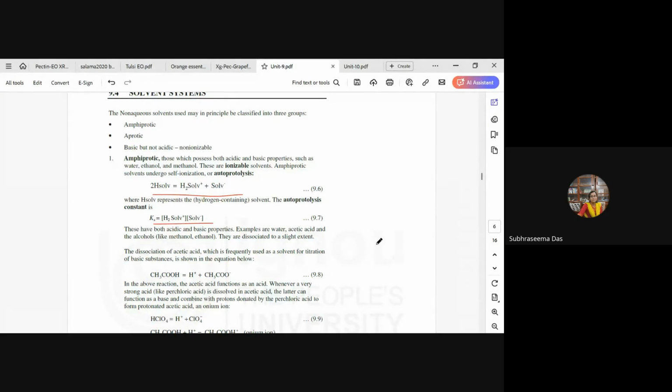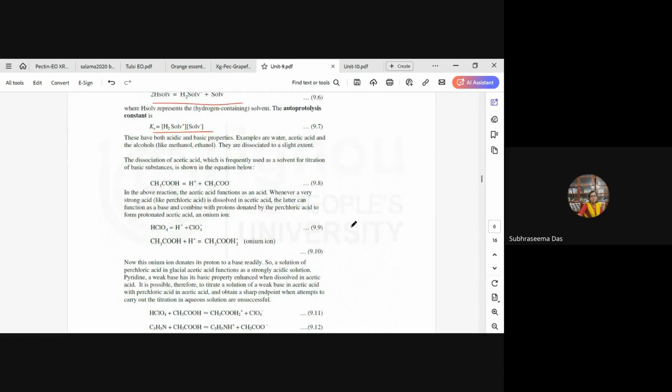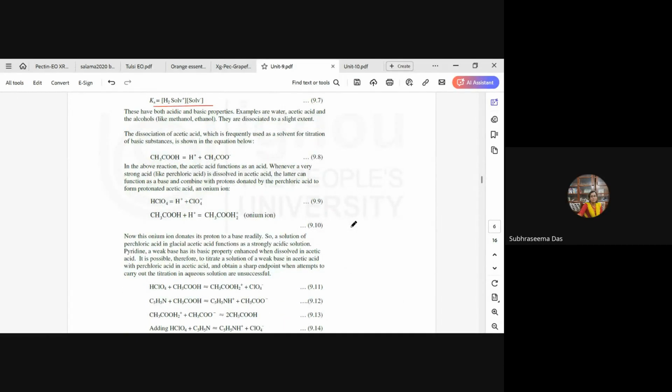So these have both acidic and basic properties. Acetic acid and alcohols like methanol and ethanol are called autoprotolytic solvents or amphiprotic solvents. They are dissociated to a slight extent. The dissociation of acetic acid, which is used as a solvent for titration of basic substances, is given in the form shown in 9.8. So here in the dissociation of acetic acid, the acetic acid functions as an acid.